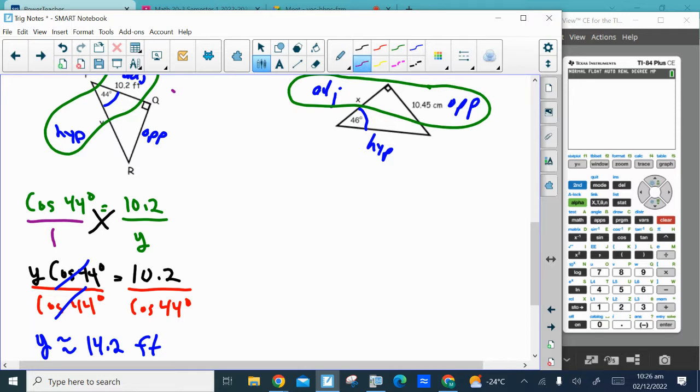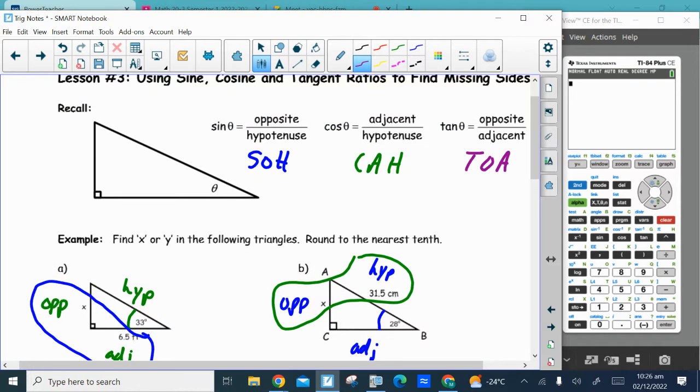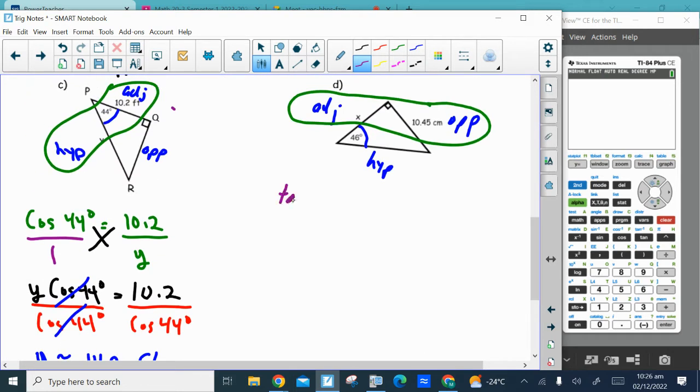So the ratio that uses opposite and adjacent, that's the tan ratio. That's the only one that uses those two sides. Okay, sure, sine uses opposite but not adjacent. Cosine uses adjacent but not opposite. The only one that uses opposite and adjacent is the tan ratio. And the order matters. It's opposite on top, adjacent on the bottom. You have to follow that order. So the tangent of our angle, which is 46 degrees, equals the opposite on top divided by the adjacent on the bottom.